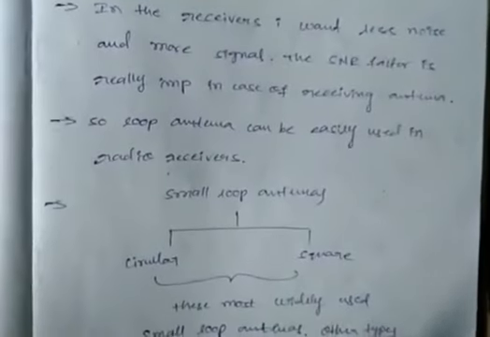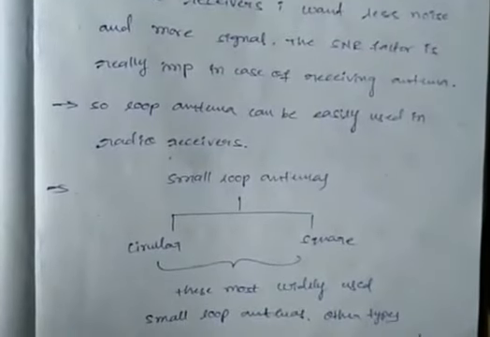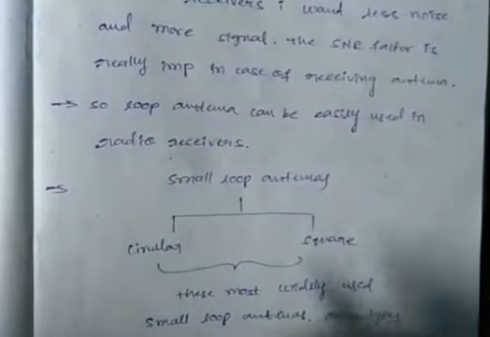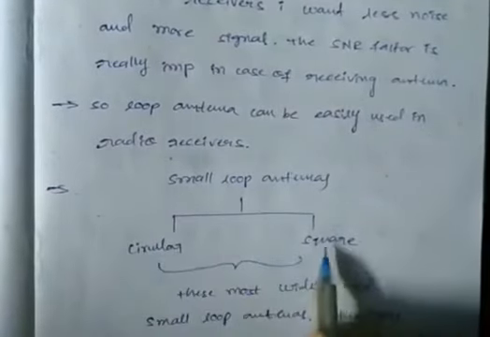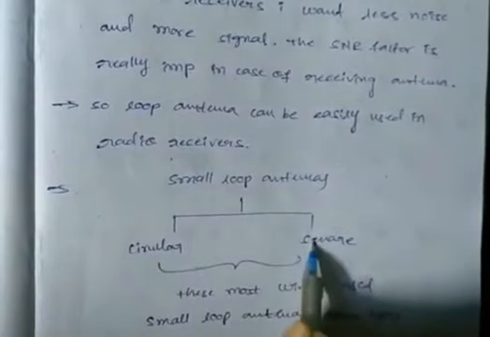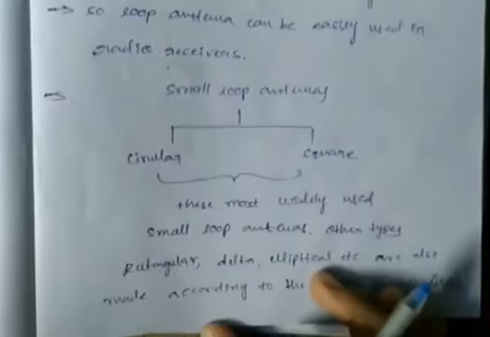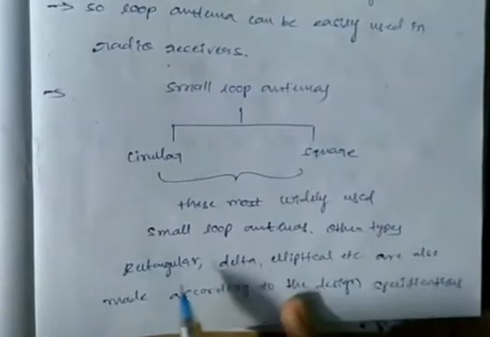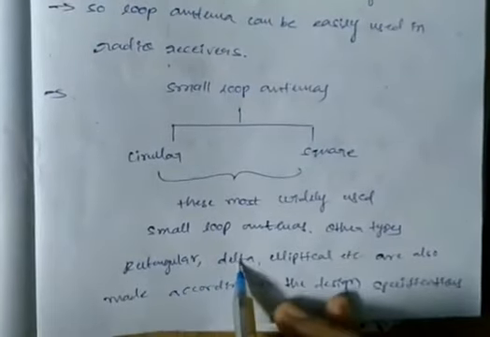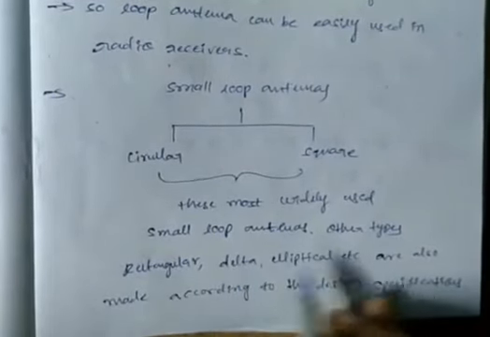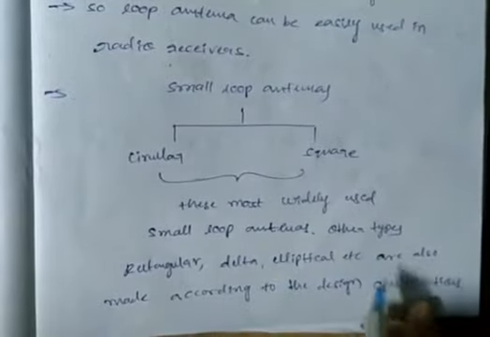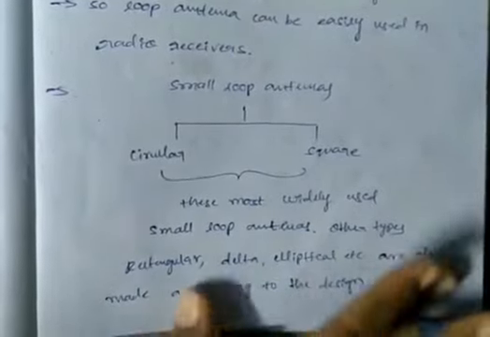And here the small loop antennas are mainly used. Small loop antennas are of two types, circular and square. These are the most widely used small loop antennas. Rather than these, we have different types of small loop antennas like rectangular, delta, elliptical, etc. These are also made according to the design specifications.